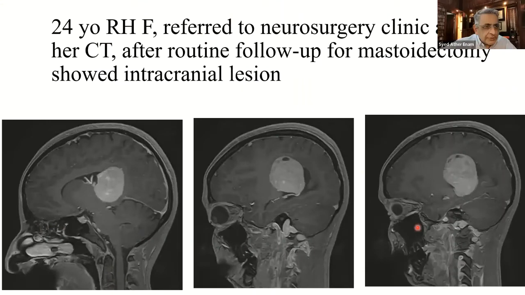So this is a 25-year-old right-handed female, referred to the neurosurgery clinic after her CT scan, done after routine follow-up for mastoidectomy, which showed an intracranial lesion. If you look at this lesion, I want you to think, this looks like a meningioma. We're not sure though. But then you see this very important vessel over here, which is feeding it. And that's coming from the choroidal vessels over here.